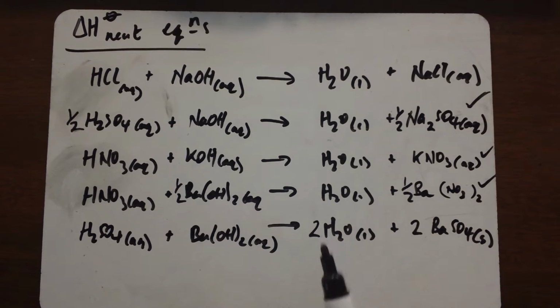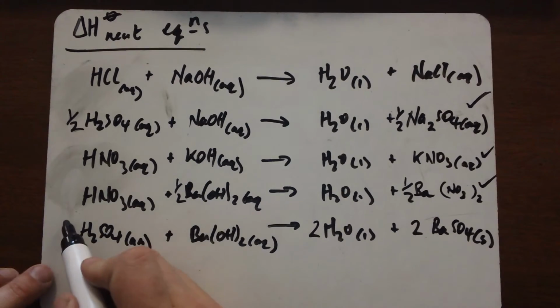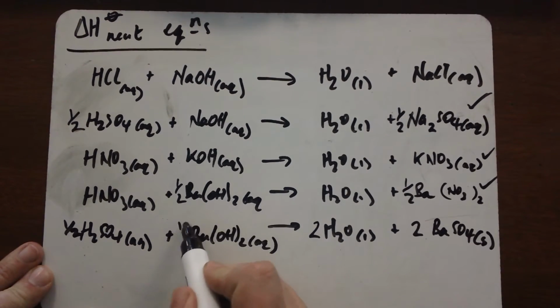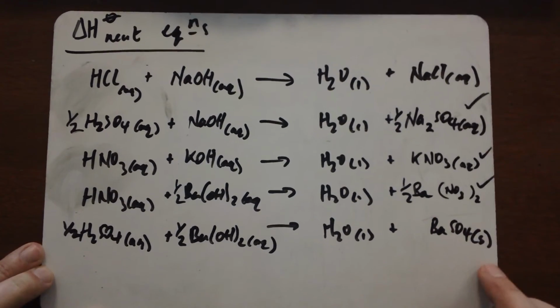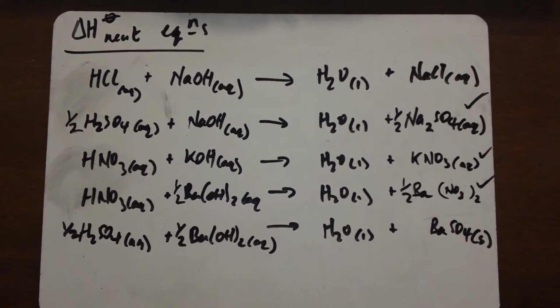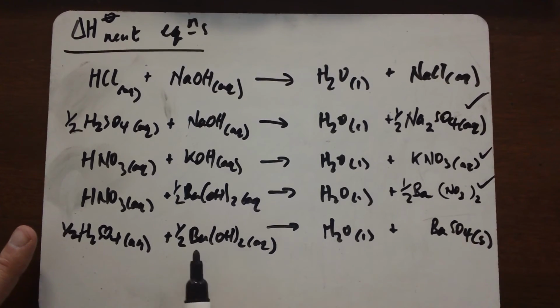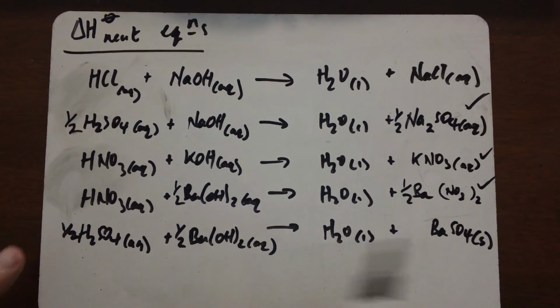We also need to have a look as well. This is 2 lots of water, so we need to half this one, half this one. That becomes 1, and that becomes 1 as well. Let's just check. Yeah.